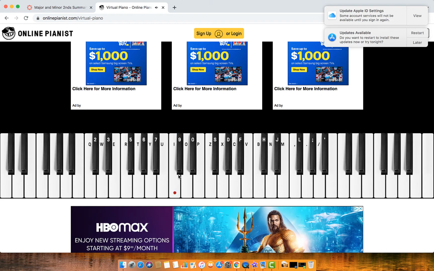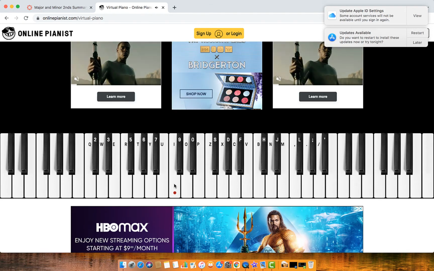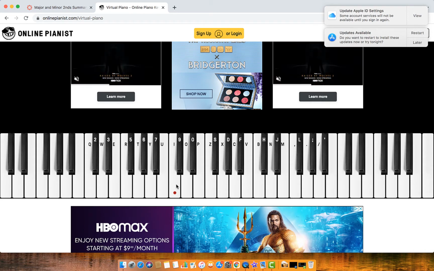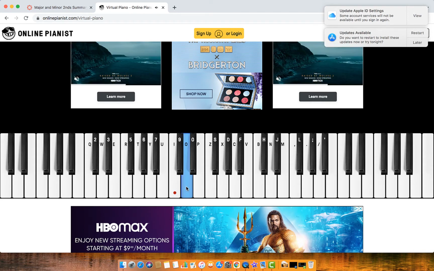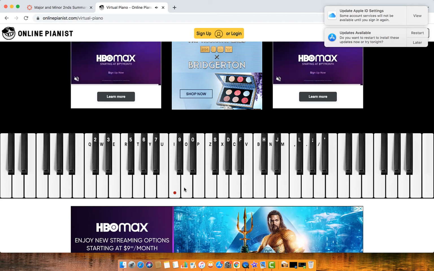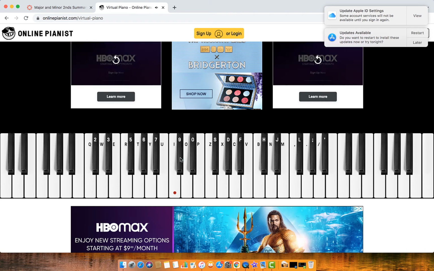So we do this. But we do not say a minor second is C to C sharp. That's incorrect because we didn't move two letters. We need to move C, D. So we would say a major second above C is D. A minor second above C is D flat. See, major second, C, D. Minor second, C, D flat.